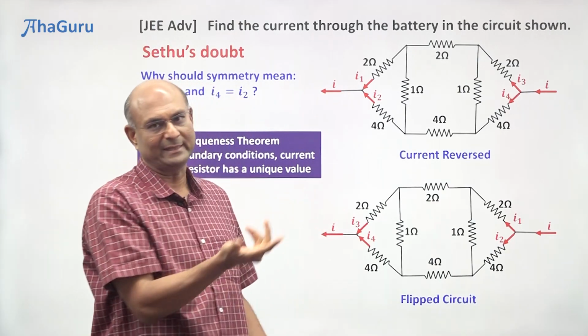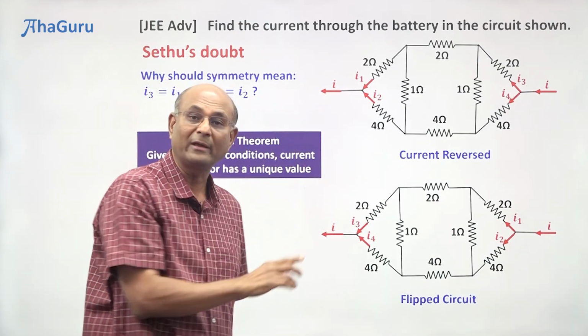I1 must be equal to I3. Well, I3 equal to I1 means the same. I2 must be equal to I4. So what have we shown?